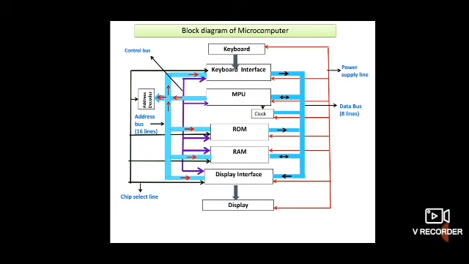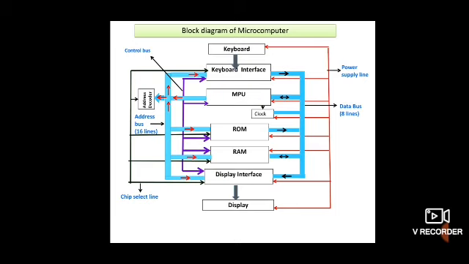Now see here, below the microprocessor unit, the MPU block, the clock is shown. Then what is the function of this clock? It provides the necessary synchronization for the slow working of peripheral devices. The speed of the system depends on the clock. This is the function of clock.